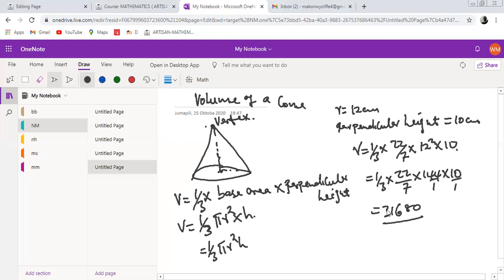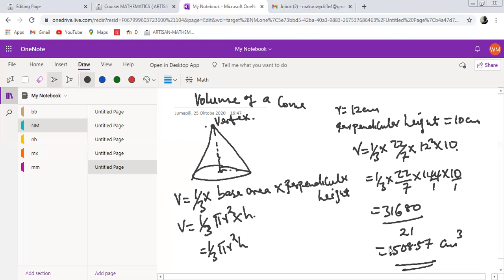Remember, these are the same as over 1. It is 3 times 7, which is 21. So if you divide by 21, you get 1508.57 centimeters cubed. So basically that is how we calculate the volume. You just multiply all the numerators, divide by the product of all the denominators, and then you get the volume.